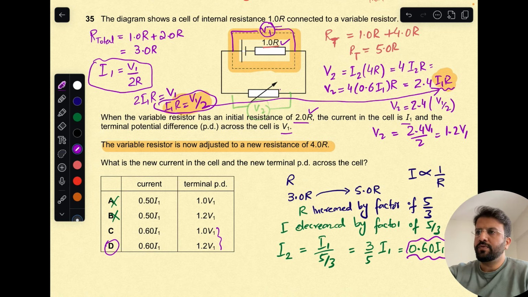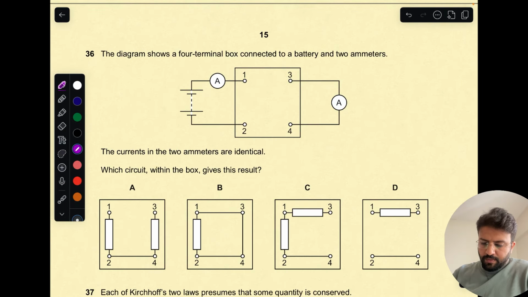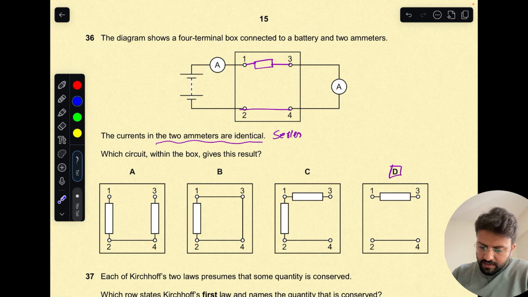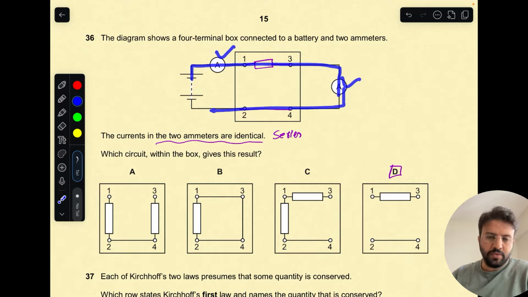Okay, let's move to the next question. The diagram shows a 4-terminal box connected to a battery and 2 ammeters. The current in the 2 ammeters should be identical. This means we are looking for a series circuit. Which circuit within the box gives this result? If you look closely at all of the circuits, option D is correct, because when you attach this here and this slot here, this will give you the series circuit. The current will start from here, follow a path like this, and move back to the battery.